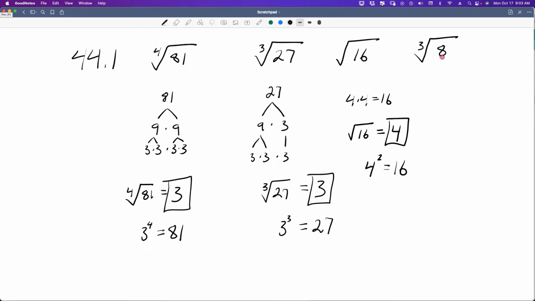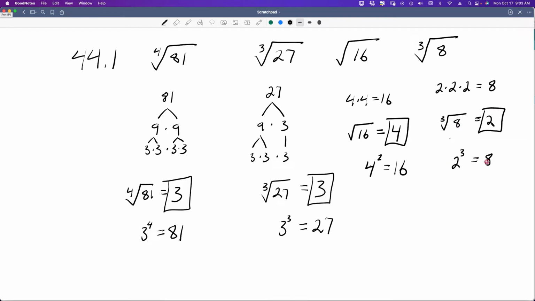Now I'm looking for the third root of 8. So I'm going to factor. I know that 2 times 2 times 2 is equal to 8. Those 3 factors match the number that I need. So the third root of 8 is 2. If I can take 2 to the third power and get 8, which I can, 2 times 2 times 2 is 8, then I know that this is the right answer.